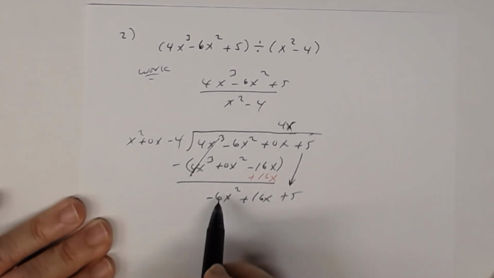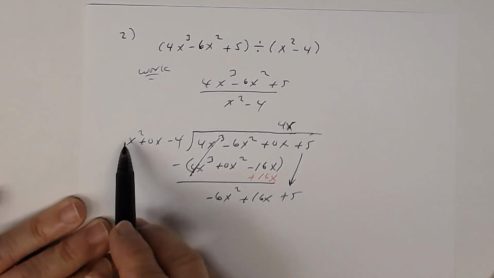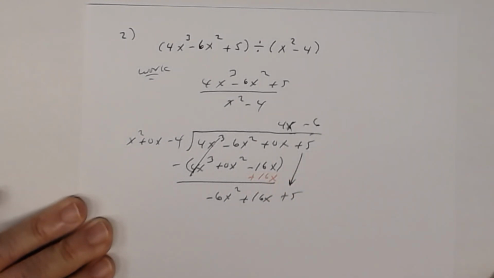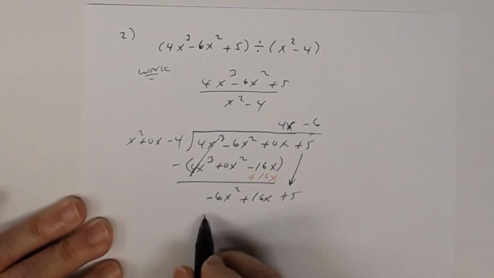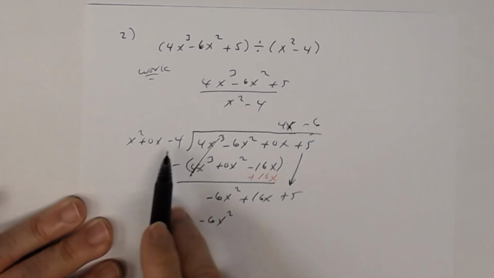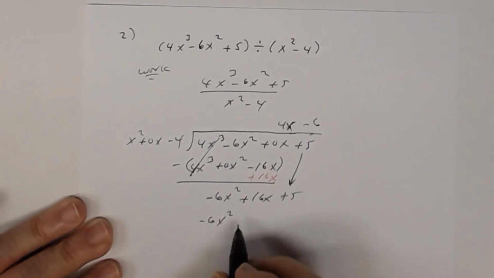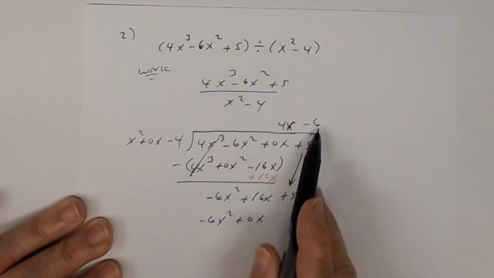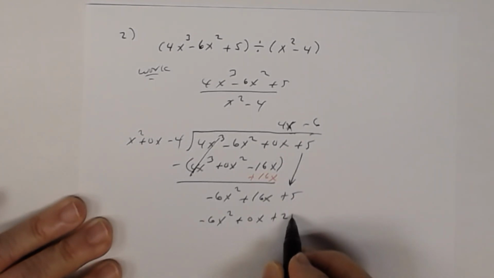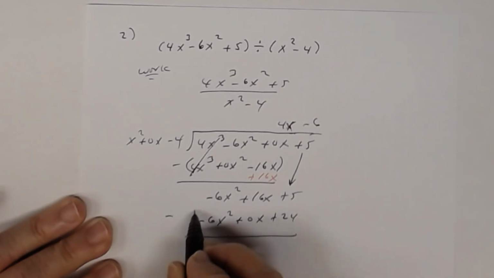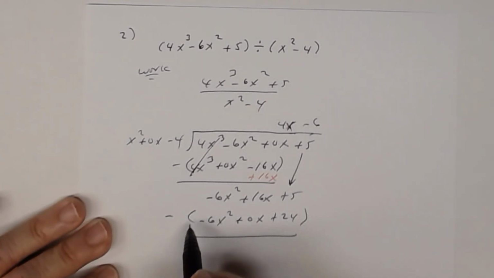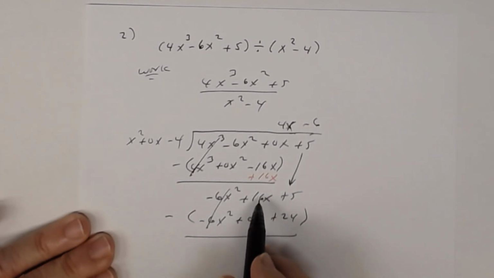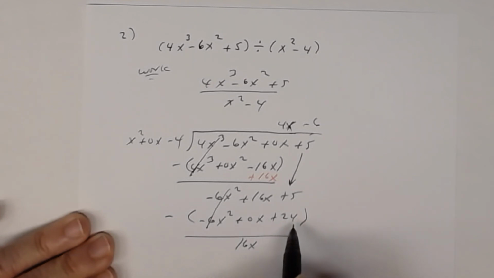Then you do the process all over again. A negative 6x squared divided by x squared is a negative 6. And then you multiply. Negative 6 times x squared is a negative 6x squared. Negative 6 times 0x is 0x. A negative 6 times a negative 4 is a positive 24. And then you subtract. A negative 6x squared minus itself is 0. 16x subtract 0x is 16x. 5 subtract 24 is a negative 19.